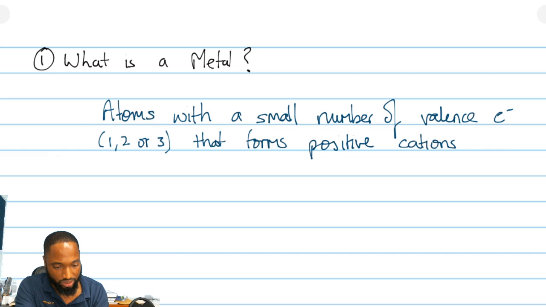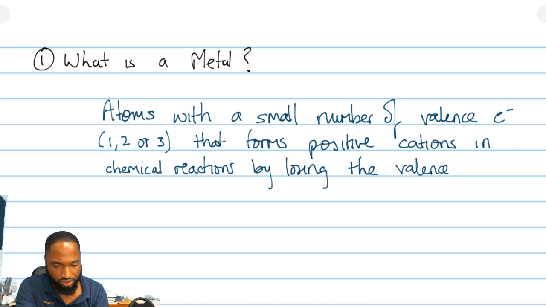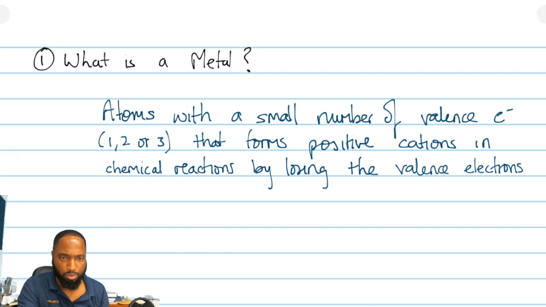All right, that forms positive cations in chemical reactions by losing the valence electrons. What's a valence electron? Valence electrons are the electrons on the outside, easy to pop out, right? The electrons in the unfilled outer shell. Alright.